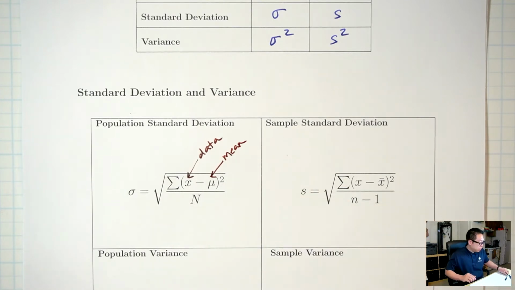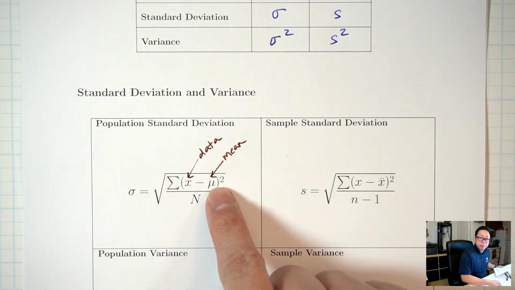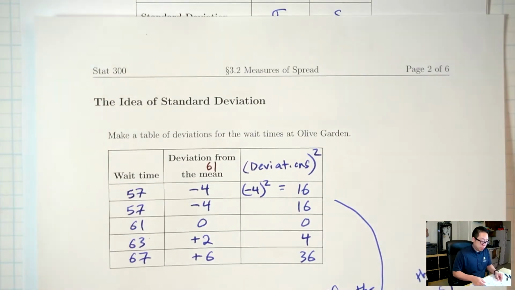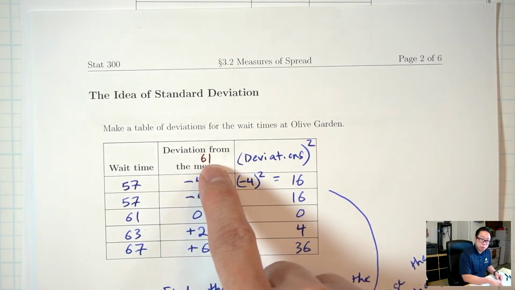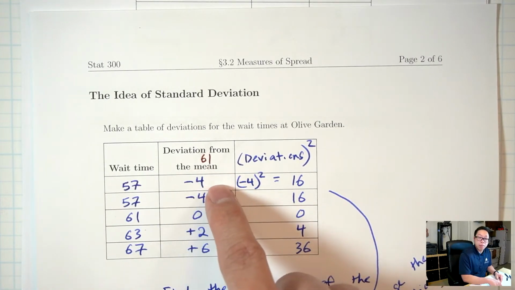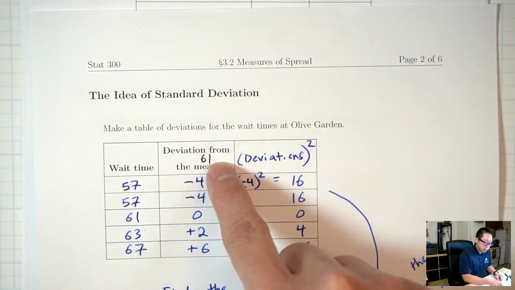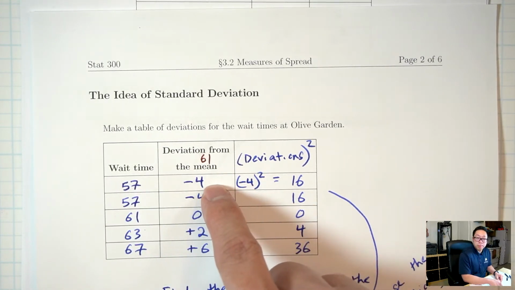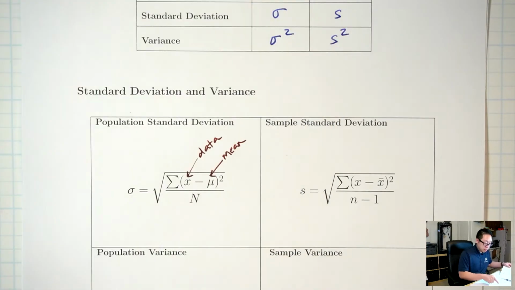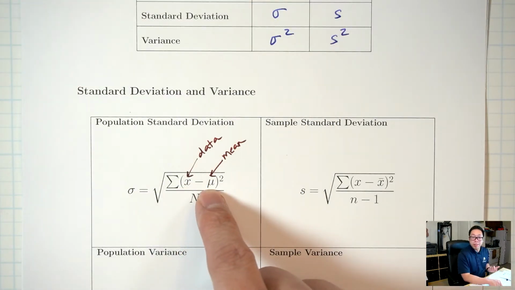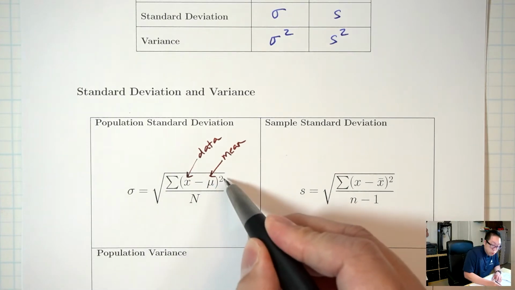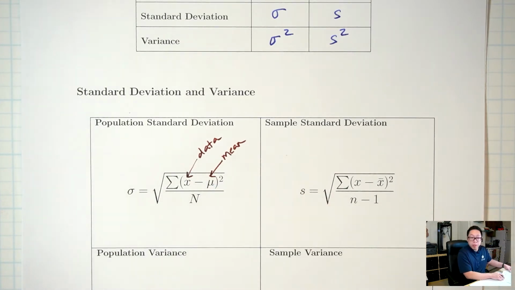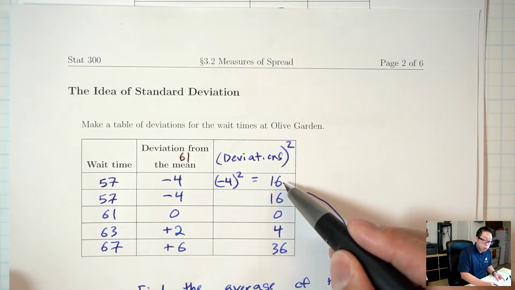So let's go back to when we talked about the idea. Taking your data, subtract the mean. Okay? We did that, right? We took our data, subtract 61, the mean, and what do you get? You get this -4. So your data minus the mean is just the deviations, right? And then square it, okay? Which is also what we did, right? We took our deviations and we squared them.